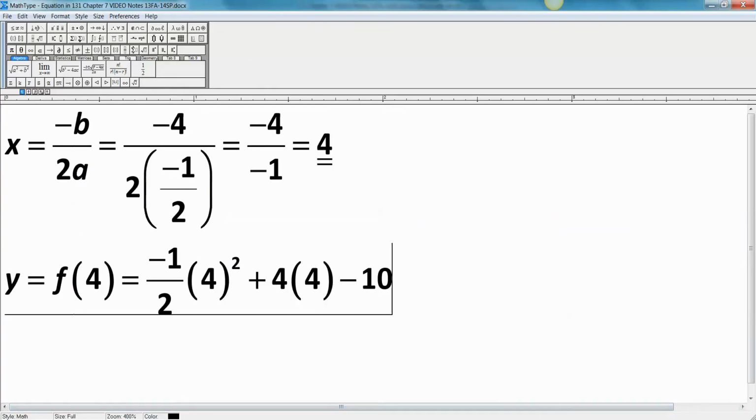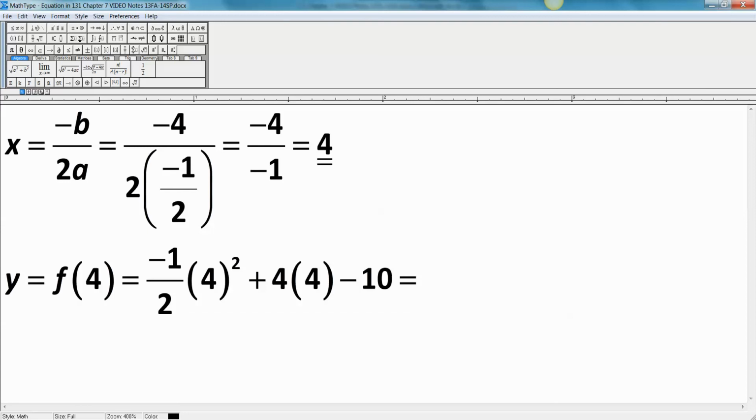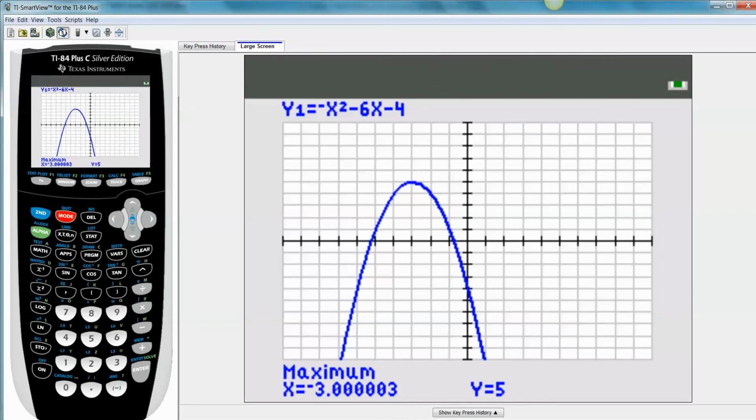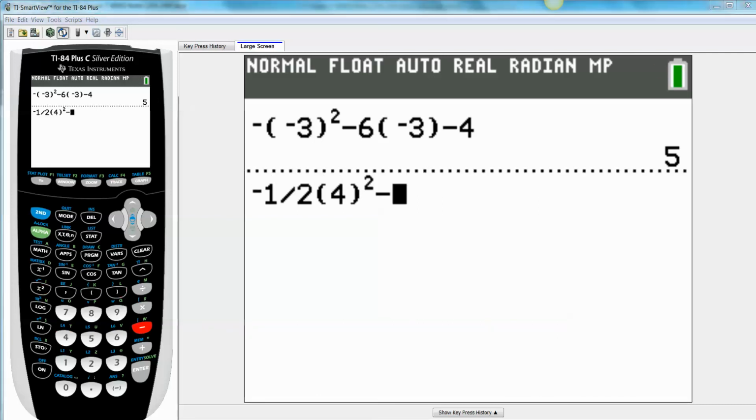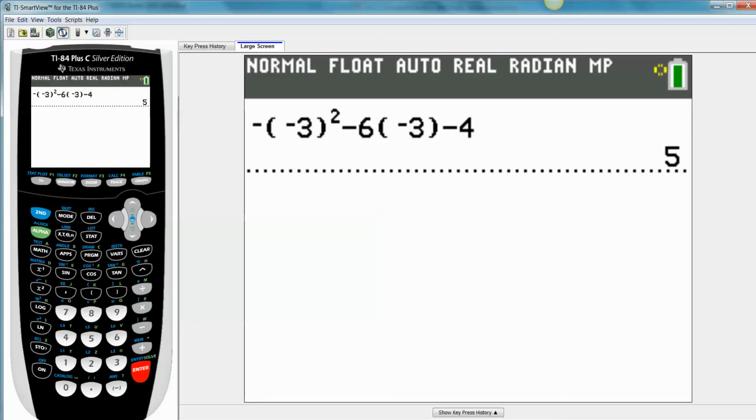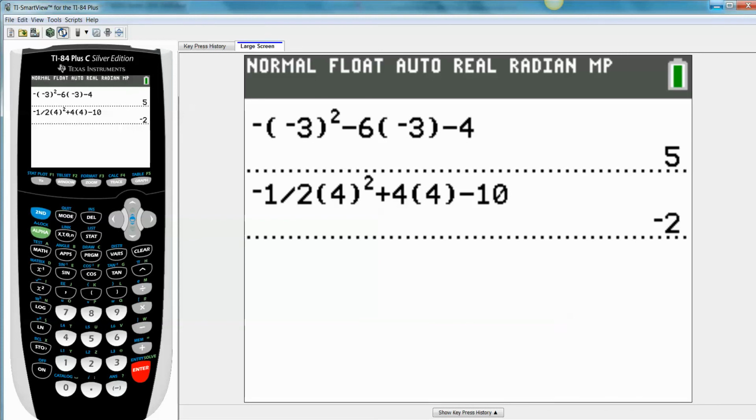Okay. So we want to find what this is. And either we have to do this in our head or we can use the calculator to help us. It's -8 plus 16 minus 10. So I think it's going to be -2, but let's see. So quit. -1/2 times 4 squared plus 4 times 4 minus 10. And there we go, -2. I did do it correctly in my head.